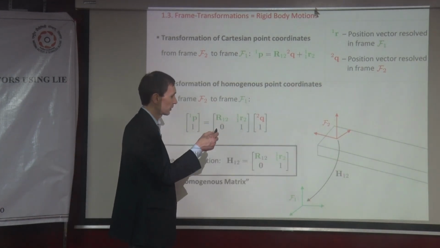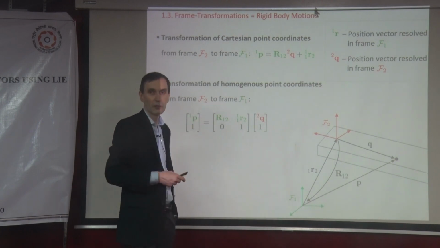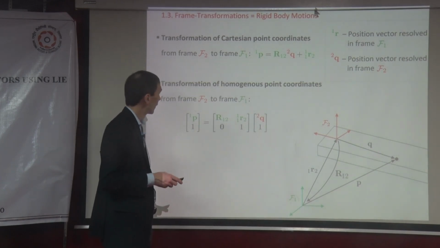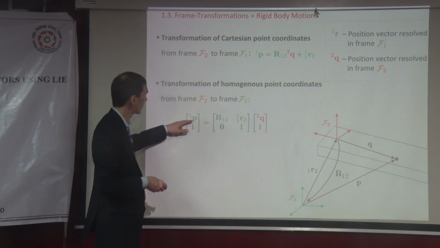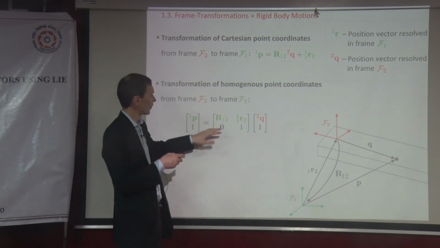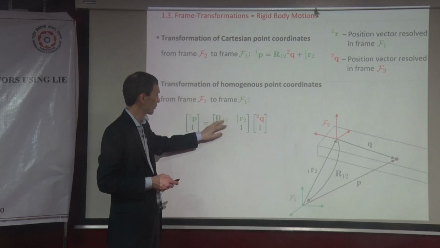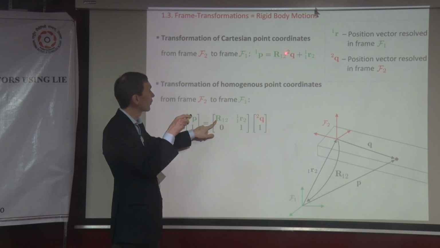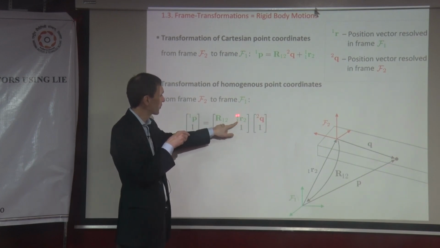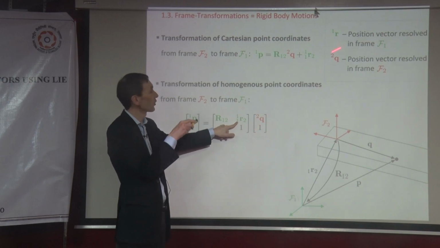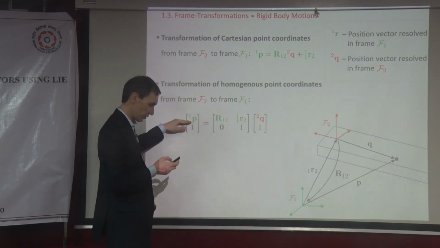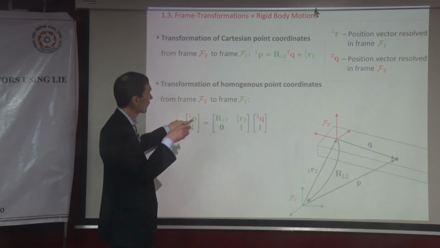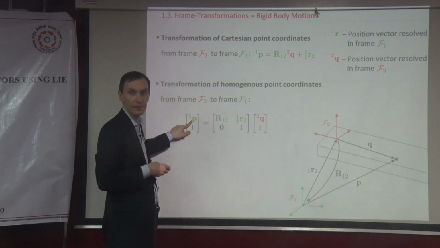This equation can easily be written in matrix form by using so-called homogeneous point coordinates. Okay. If you just do the multiplication, just multiply what happens here. If you do this vector times this matrix, what you get is this matrix times Q, which is this one, plus this vector times 1. So in the upper part, what you get is exactly this equation you get here.